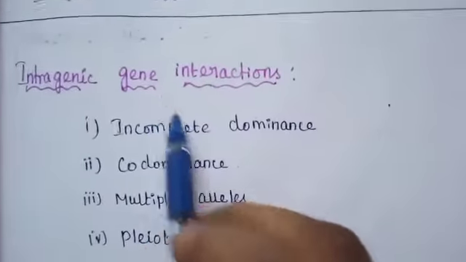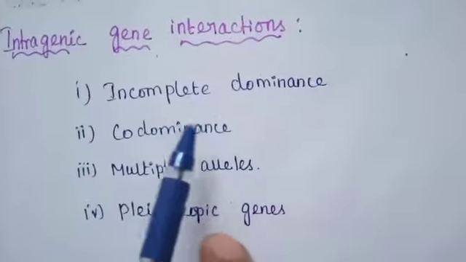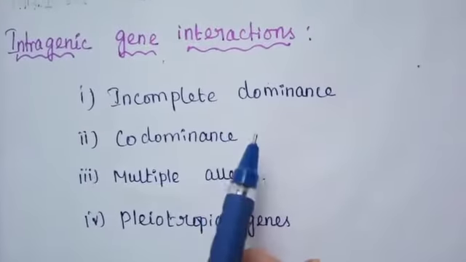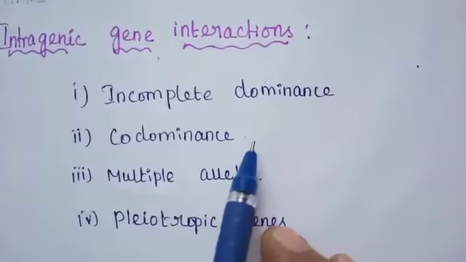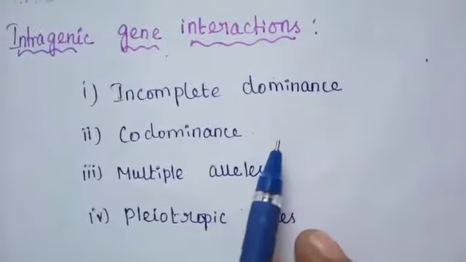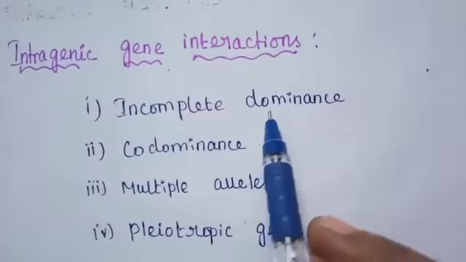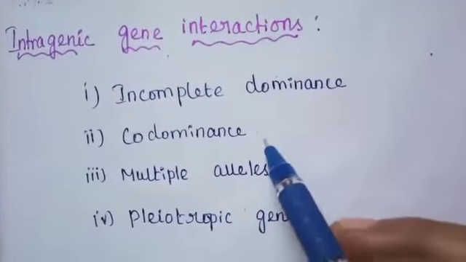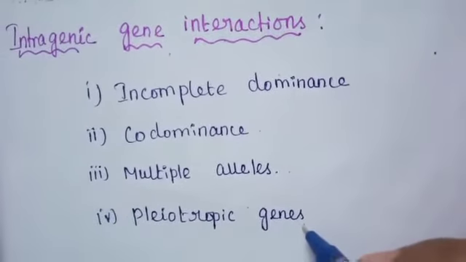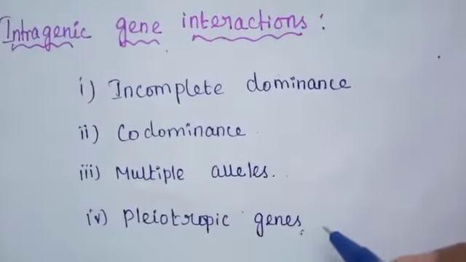Next, intragenic gene interactions. Intragenic interactions take place between the alleles of the same gene, which means alleles at the same locus. Locus means place. This is called intragenic or intralocus gene interaction. There are four types of intragenic gene interaction: incomplete dominance, co-dominance, multiple alleles, pleiotropic genes. What are pleiotropic genes? Genes that express on more than one character.